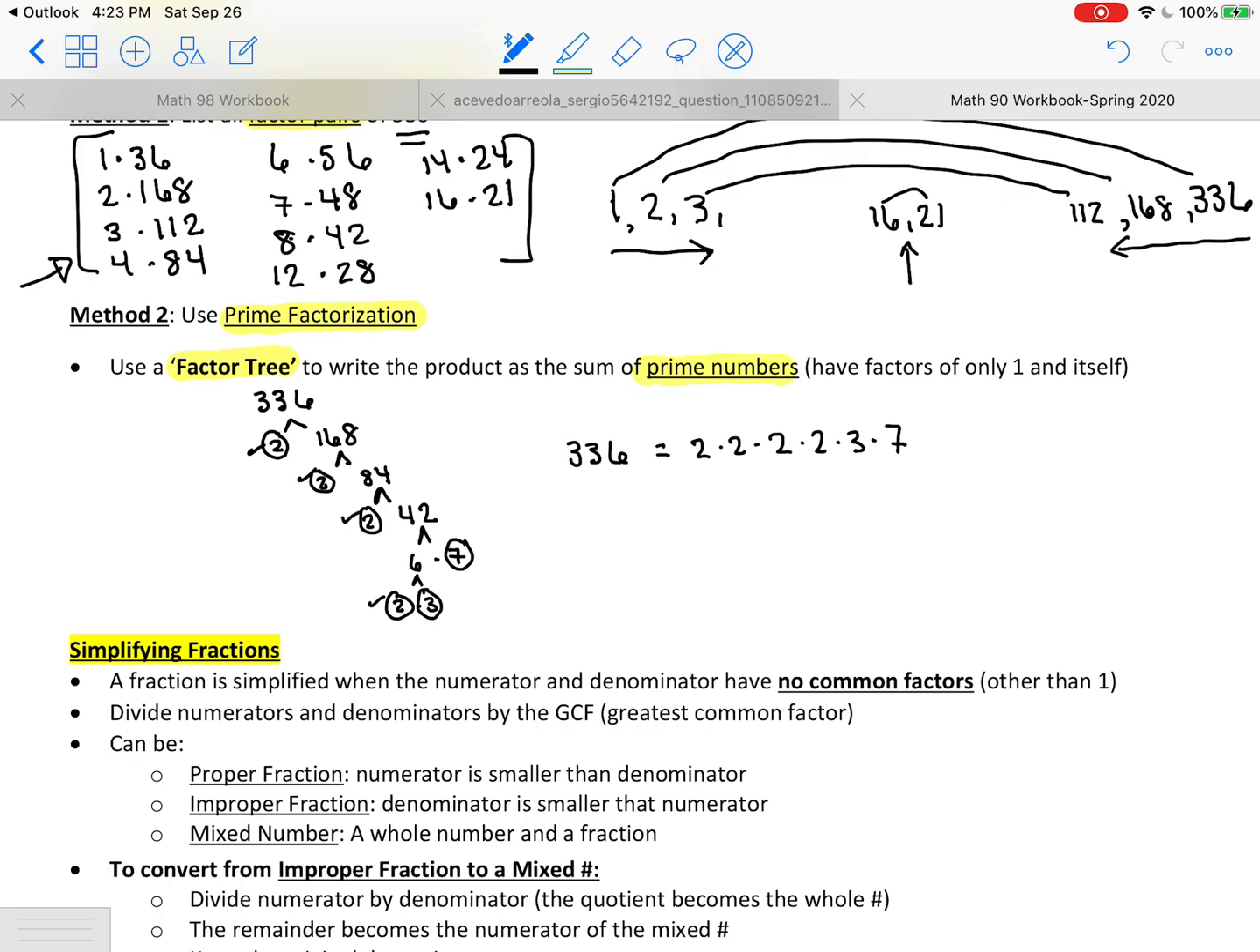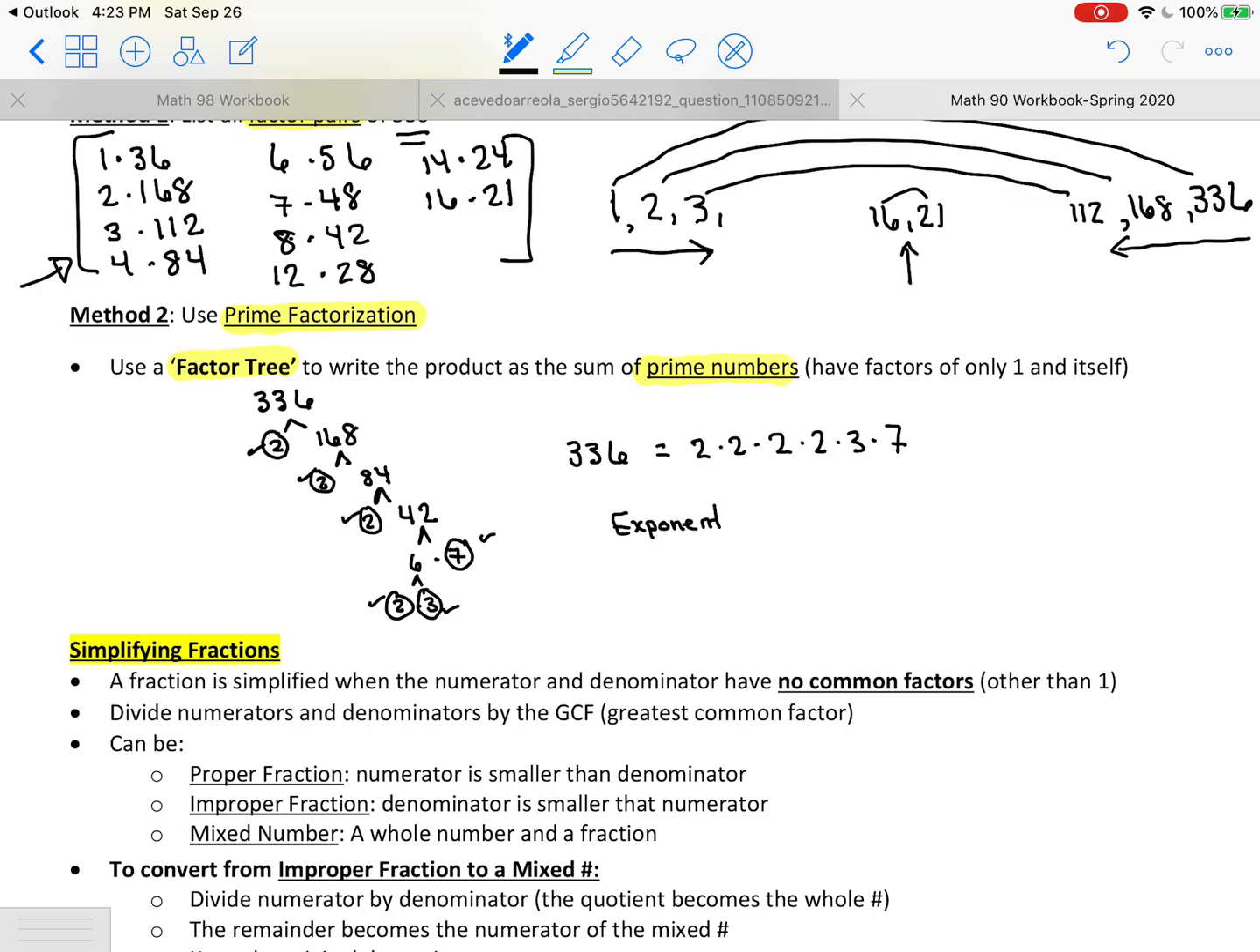Let me make sure I've got this. 1, 2, 3. Yes, so there's 4 2s. We can see we got that. And then there's a 3 and a 7. And if we were to take our calculators and multiply 2 times 2 times 2 times 2 times 3 times 7, we would definitely get 336. And I would actually advise you to do that just to double check yourself.